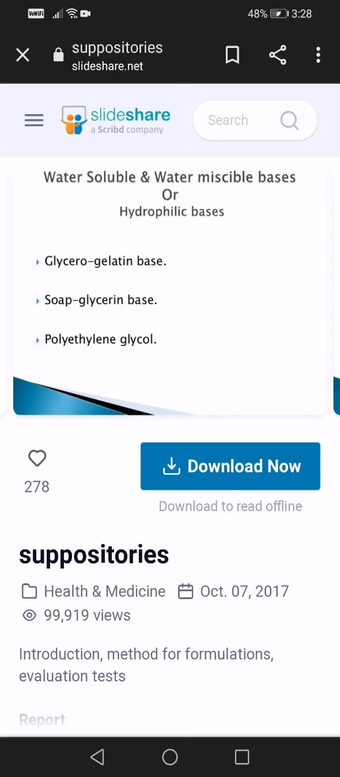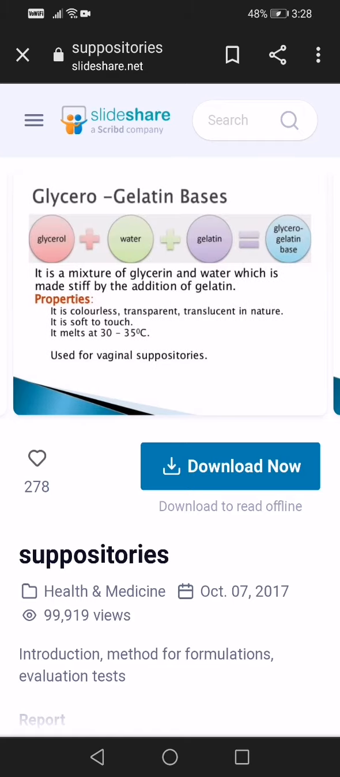And coming to the water soluble or water miscible or hydrophilic bases, these are again of three types: glycerogelatin, glycerin, and polyethylene glycol. Glycerogelatin is nothing but glycerin with water along with gelatin. The mixture of these three will constitute the glycerogelatin base. So this is a mixture of glycerin and water which is made stiff by the addition of gelatin. Properties: it is colorless, transparent and translucent in nature. It is soft to touch and it melts at 30 to 35 degrees centigrade, and it is mainly used for vaginal suppositories.